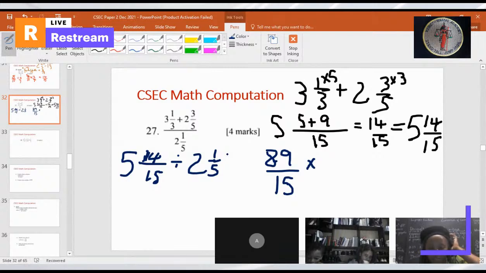Yes, you need to invert it. So what should I put then? You would put 5 over 11. So 5 can cancel 15. 5 into 5 goes 1 time, and 5 into 15 goes 3 times.